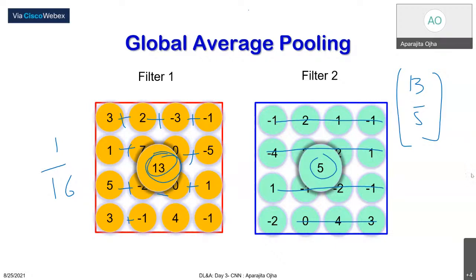So next question is, how have we calculated the average? Oh my God.